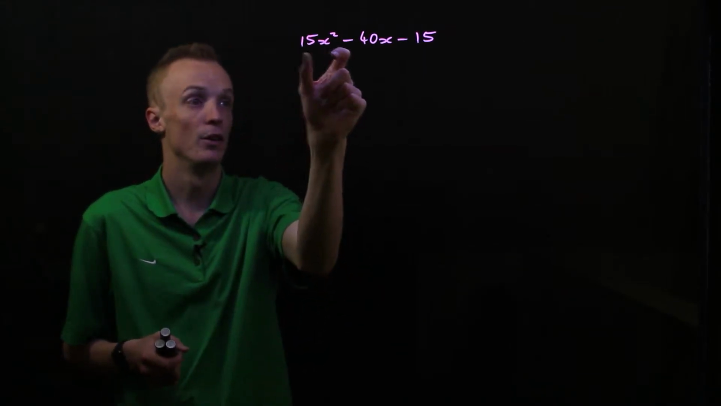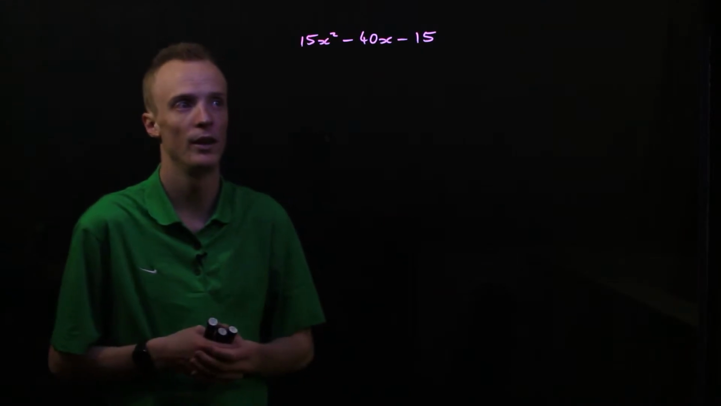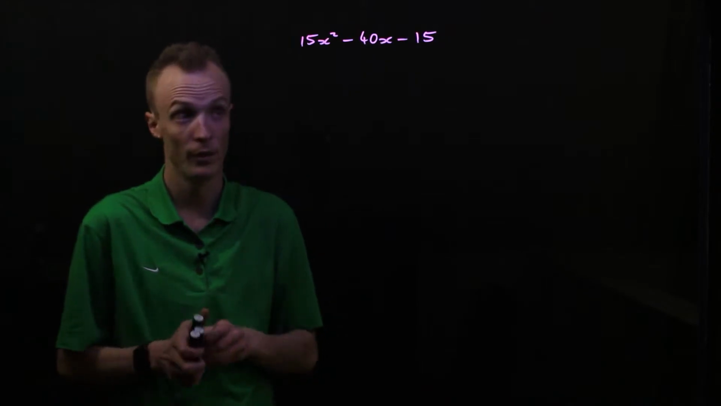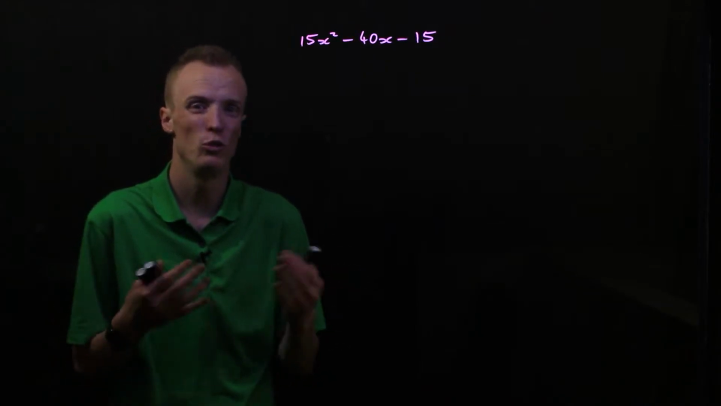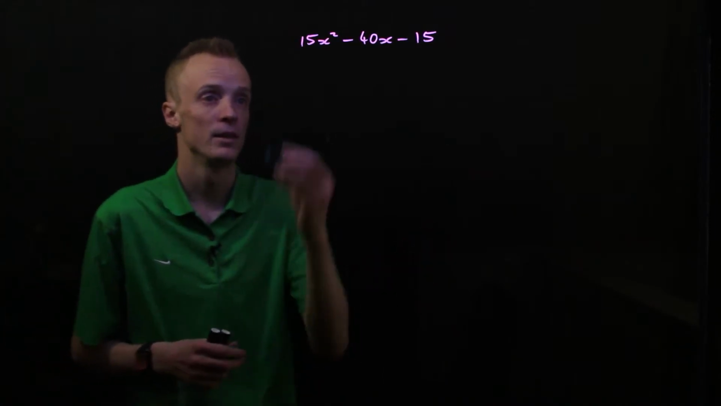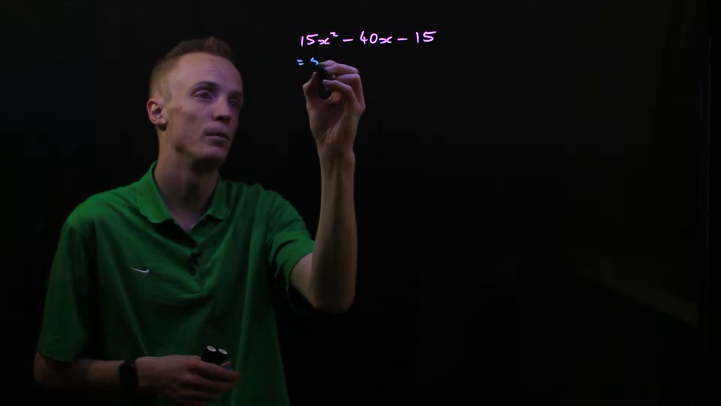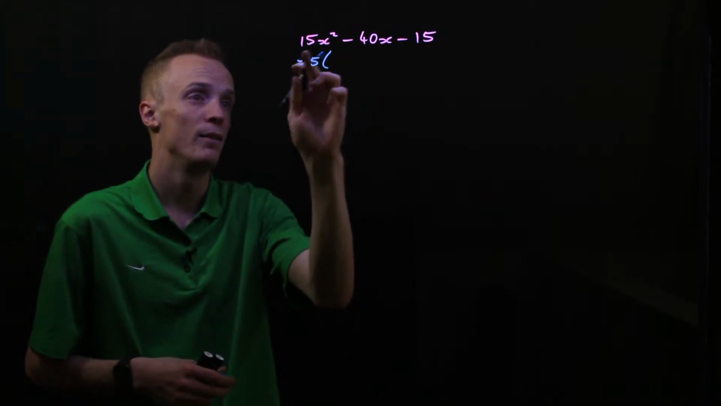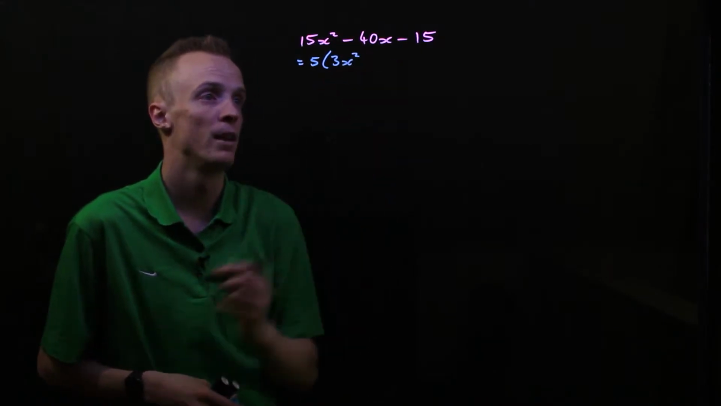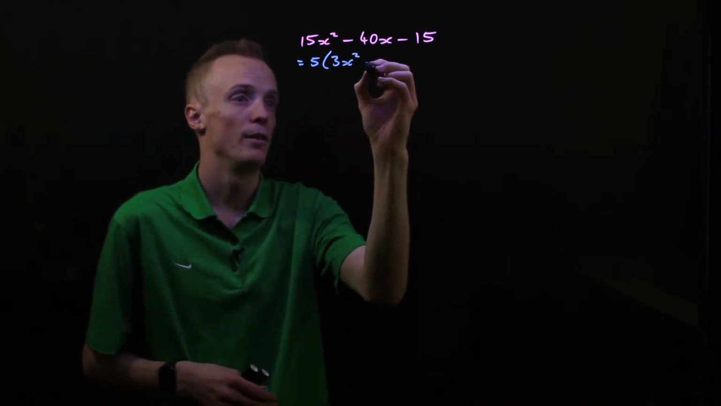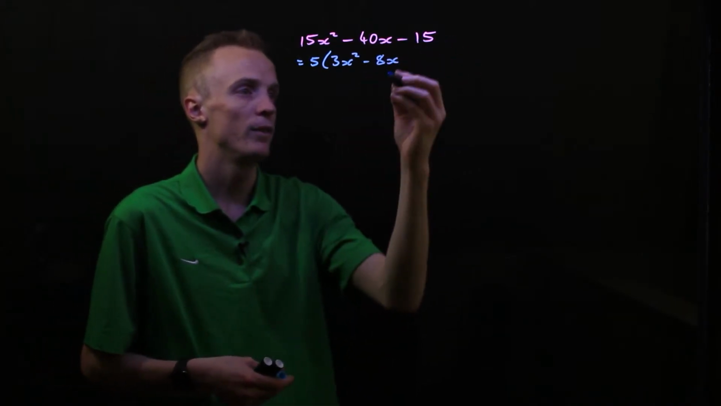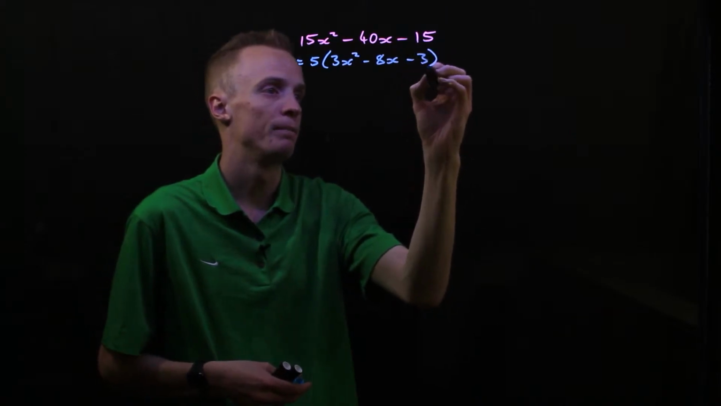But something I immediately notice, and hopefully you do too, is we've got a common factor. Each of these has a common factor of 5. So whenever we're factorising, we should really look for common factors and remove them as our very first step. So let's do that here. If I remove my common factor of 5, 15x squared divided by 5 will be 3x squared. Negative 40x divided by 5 will be a negative 8x. And then negative 15 divided by 5 will be negative 3.